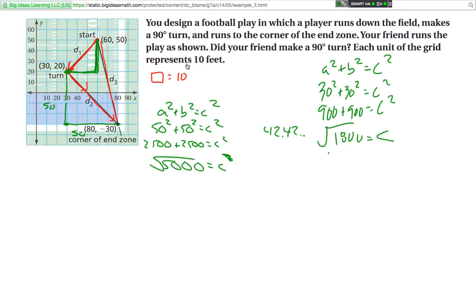Okay, so c is equal to the square root of 5,000, which ends up being approximately 70.71. Now, here's what you have to think about. The last piece is the hypotenuse right here, the little squiggly line. We have the first, we have the second, and we're trying to figure out the third. Did he make a 90-degree turn? If he did, a squared plus b squared has to equal c squared. We have to find c squared and we're done.